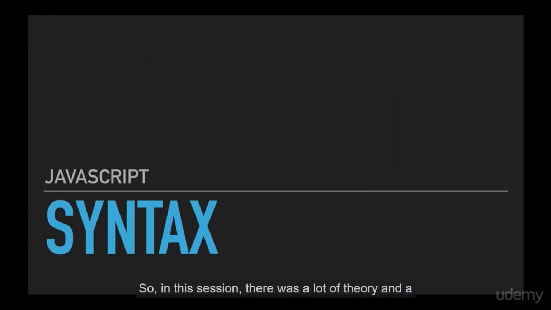So in this session, there was a lot of theory and a lot of terminology that was thrown in. I would hope that you can go through this once again and make sure you understand them. Of course, we will go over it when we do the practicals.